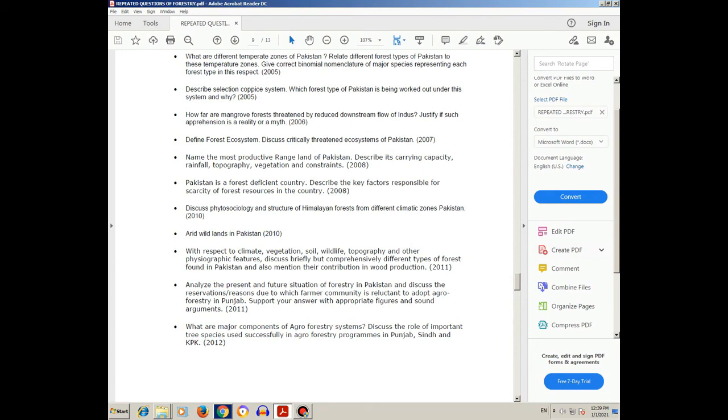2011 Analyze the present and future situation of forestry in Pakistan and discuss the reservations and reasons due to which the farmer community is reluctant to adopt agroforestry in Punjab. Support your answer with appropriate figures and sound arguments. 2011 What are major components of agroforestry systems? Discuss the role of important tree species used successfully in agroforestry programs in Punjab, Sindh and KPK. 2012.